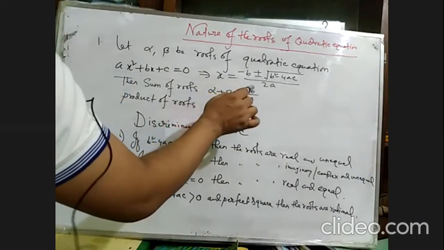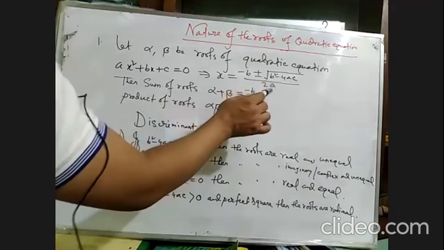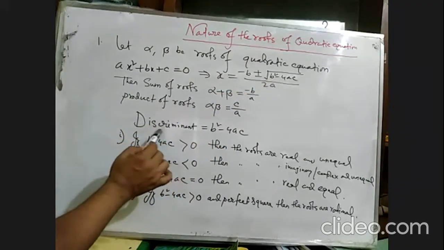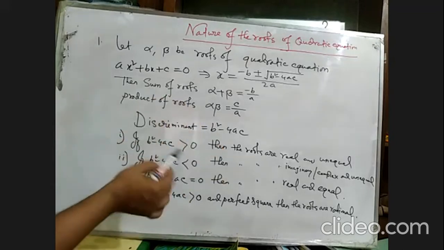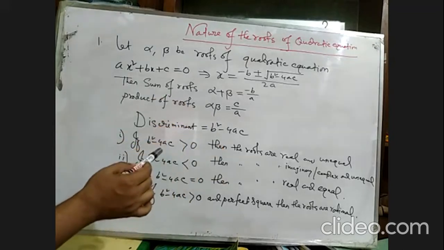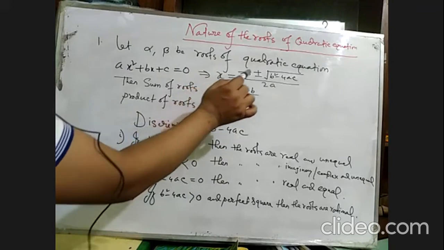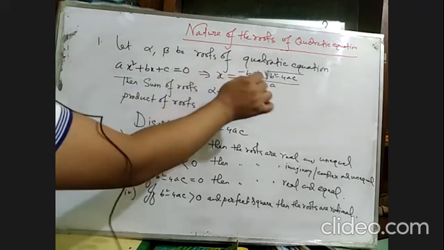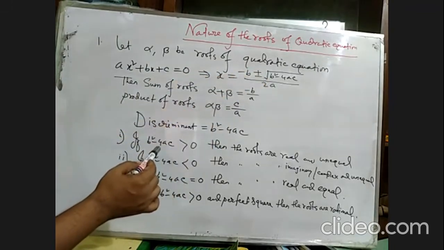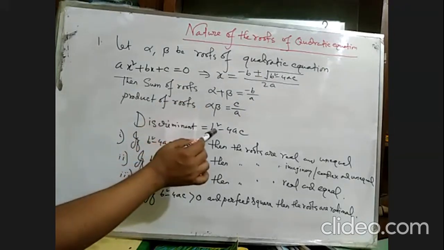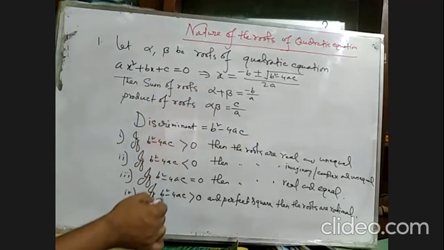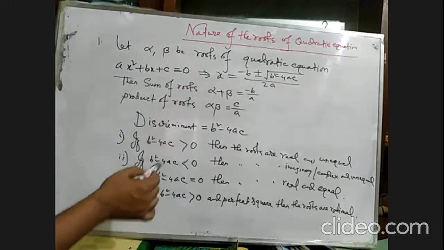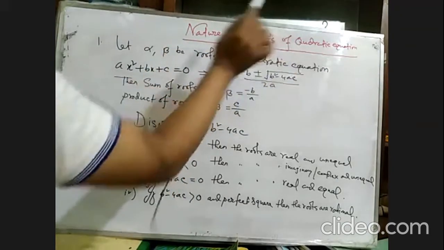So in this formula, b square minus 4ac is the discriminant. Depending on this discriminant, the roots of the quadratic equation have four types of nature. This is called the nature of the roots of a quadratic equation.